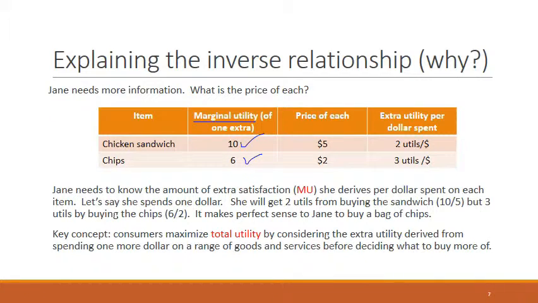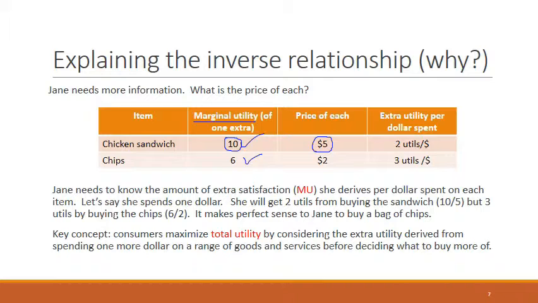We assume now that the chicken sandwich has a price of $5. Might be a fairly decent chicken sandwich. And a plate of chips, French fries in America, will cost her $2. Now, we don't assume that she will simply buy the chicken sandwich because it gives her more utility. She's considering the amount of extra utility, the amount of extra pleasure or satisfaction she gets for every dollar spent, and that's where the price issue comes in.